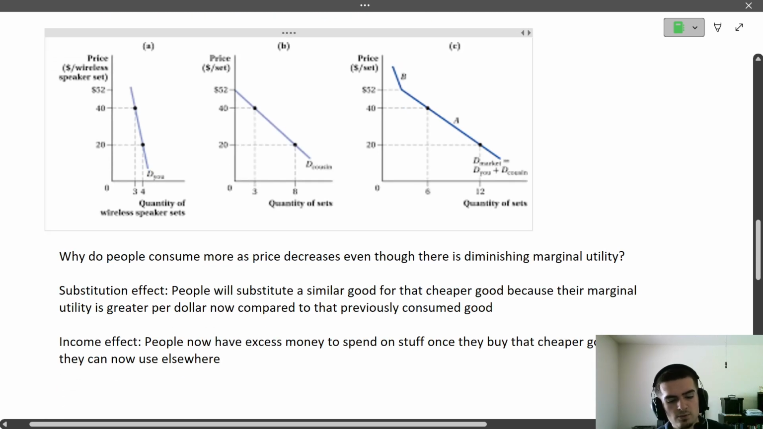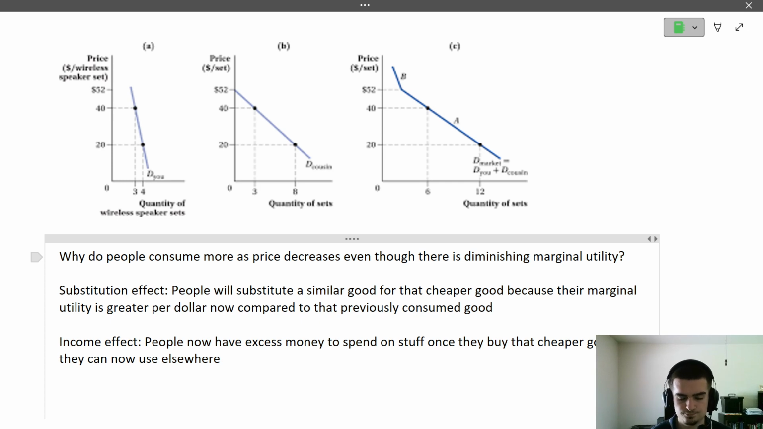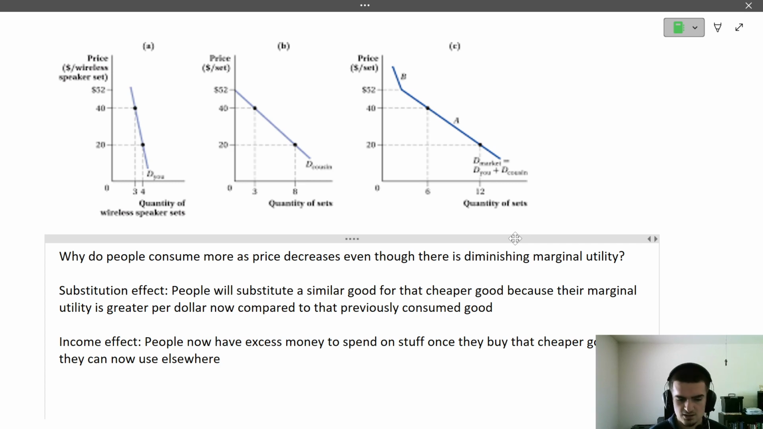So why do people consume more as price decreases even though there is diminishing marginal utility? I think we talked about in Unit 1, diminishing marginal utility, where the more that someone has of something, the less useful it is. Well, the answer is the substitution effect. So people will substitute a similar good for a good that is cheaper because their marginal utility is greater per dollar now compared to that previously consumed good.